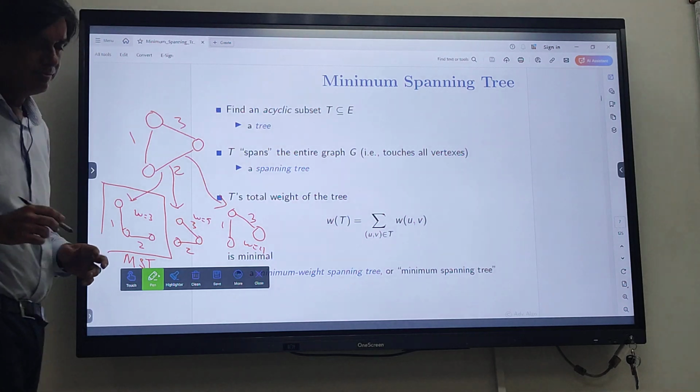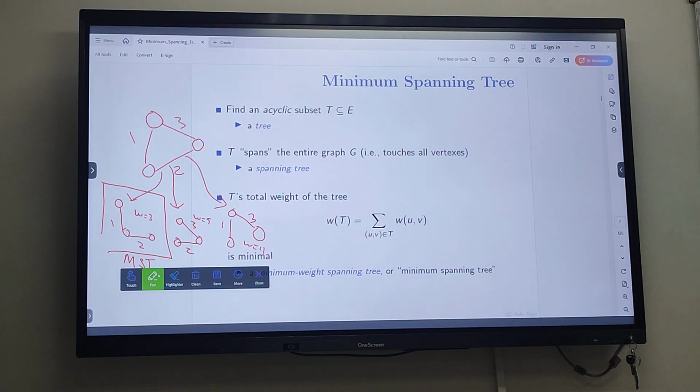But right now we are studying it at a more theoretical level, not at an application level.